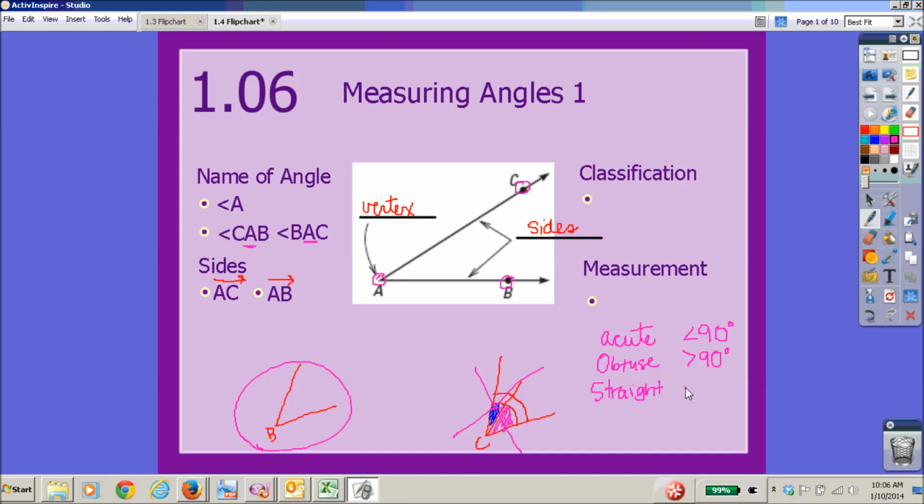Okay. Which measures 180 degrees. That would be a straight line. And we also have right angles. A right angle is going to measure exactly 90.